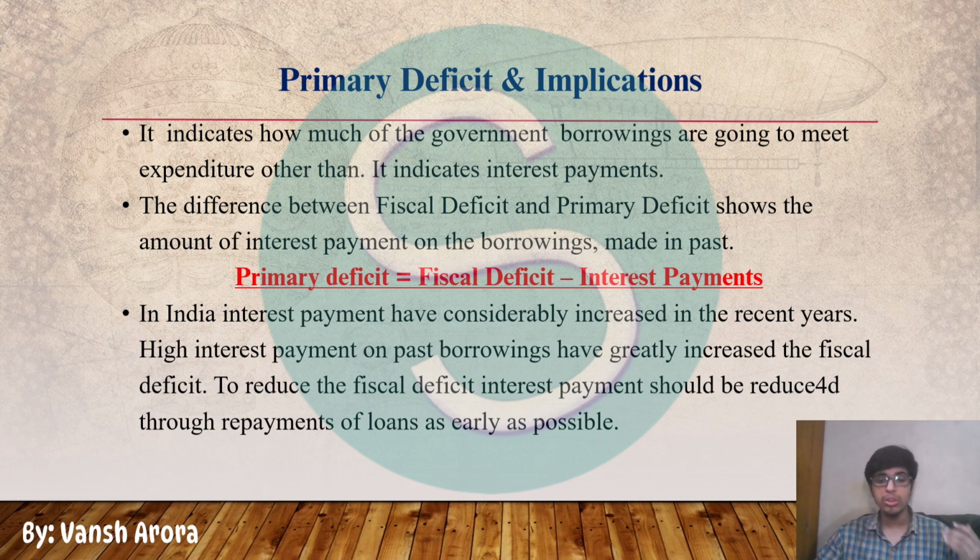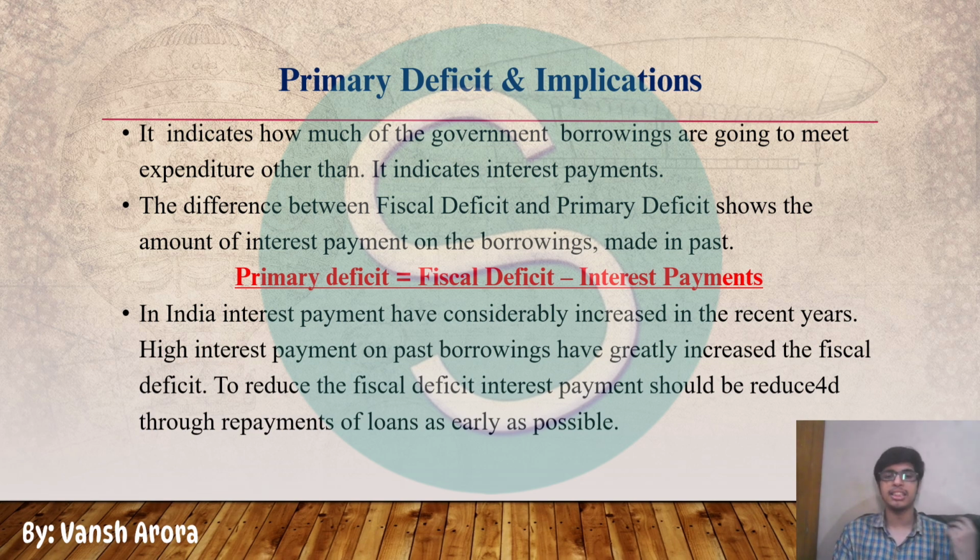So to reduce the fiscal deficit, interest payment should be reduced through the repayment of the loan as early as possible. कि अगर हमको अपना fiscal deficit control में रखना है, अपने interest obligations खत्म करने हैं, so we have to pay our principal amount, we have to pay our loan timely, as early as possible. If we have to maintain our fiscal deficit, we have to reduce it. So this is what primary deficit means.